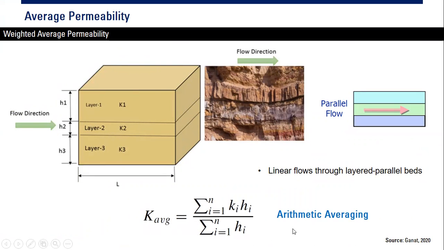And the method is called arithmetic averaging. So permeability 1 multiplied by thickness 1 plus permeability 2 thickness 2 plus permeability 3 thickness 3, all divided by the total thickness, H1 plus H2 plus H3. Okay, this is the arithmetic averaging, and you need to know this.